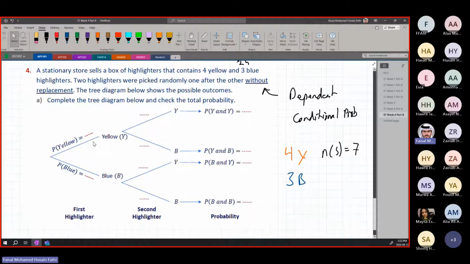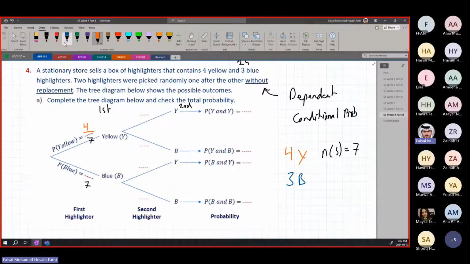Initially, this is our first pick. This is our first, and this is our second. So the first pick is going to be out of the 7, so we know that this is going to be over 7 and over 7. For the yellow, there's going to be 4 yellow, so it's going to be 4 over 7. For the blue, it is going to be 3 out of 7.